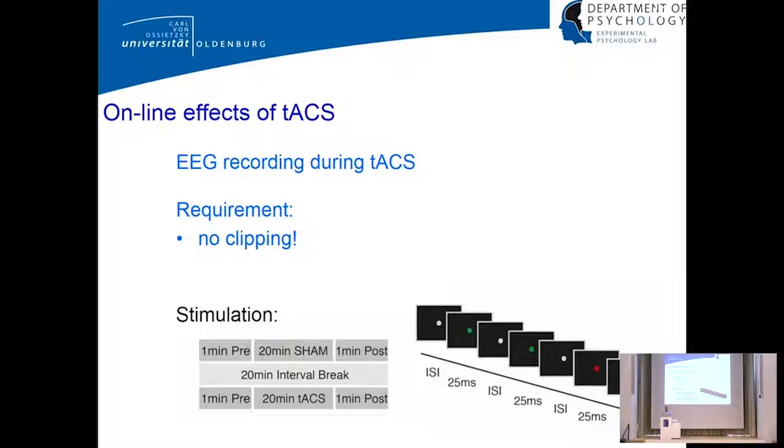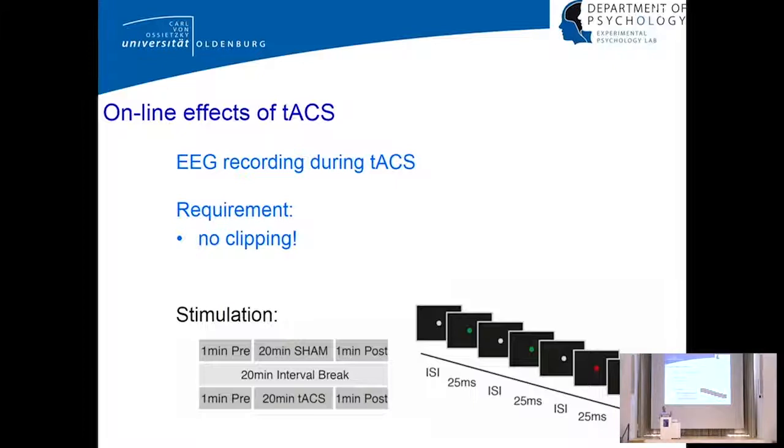And here we recorded EEG during the tACS session, which is possible in principle, but you have a huge artifact. You see this huge sine wave, which is on the order of volts as compared to the microvolts that you want to see. But if you can assure that your EEG amplifier is not clipping, you in principle can get rid of the artifact by subtracting it.